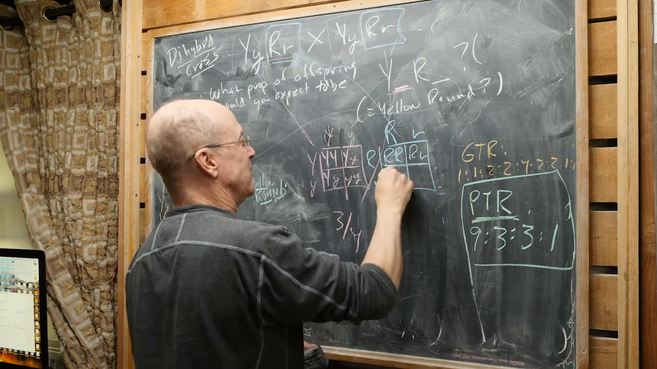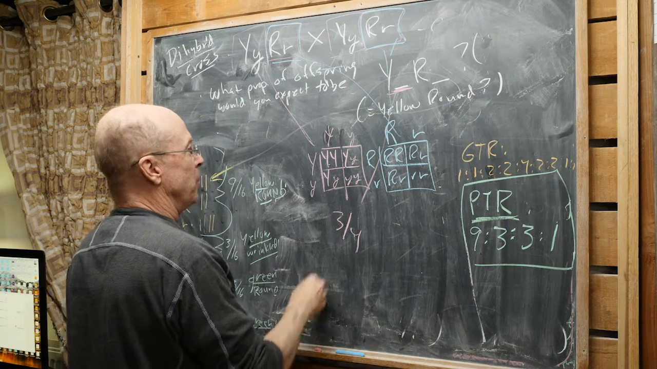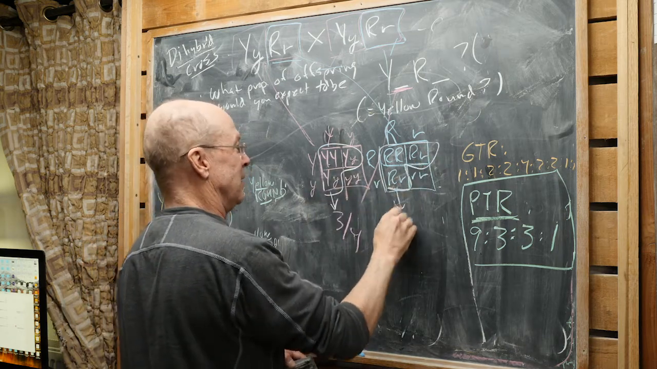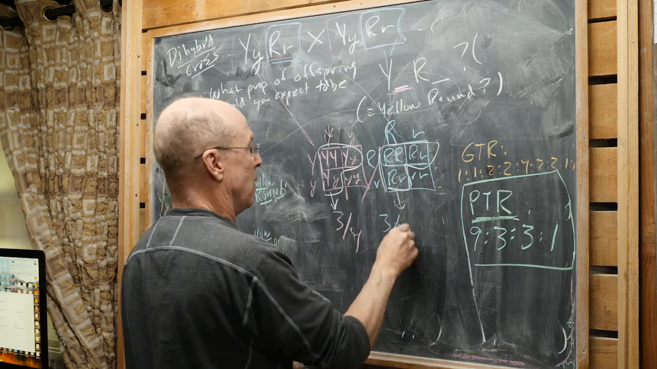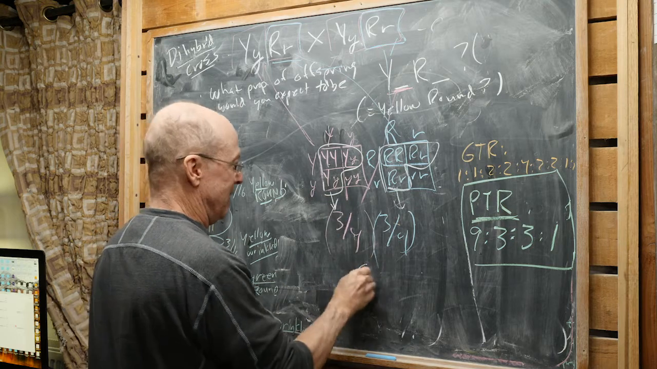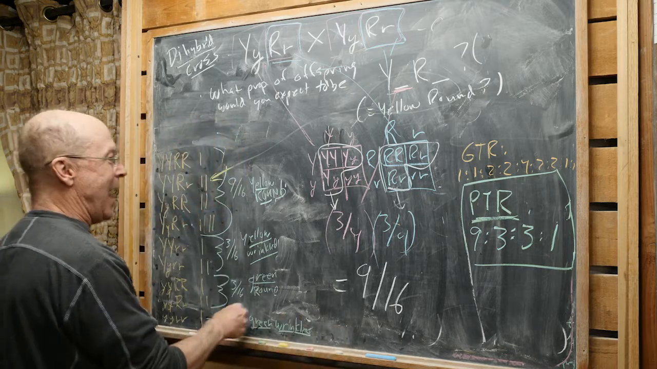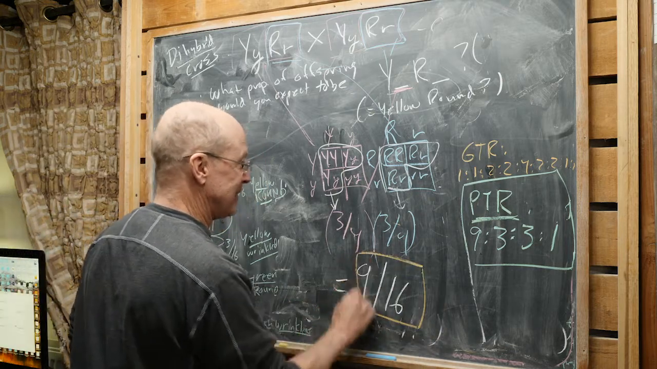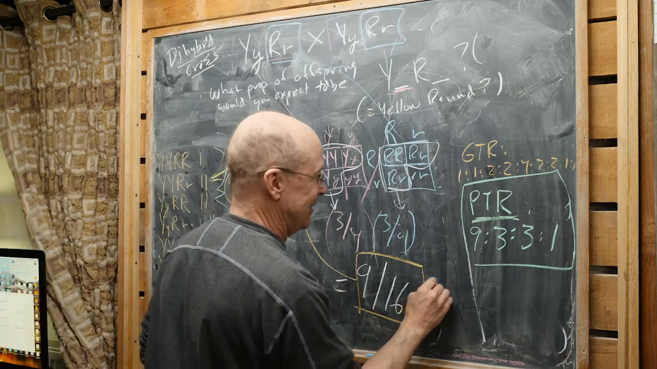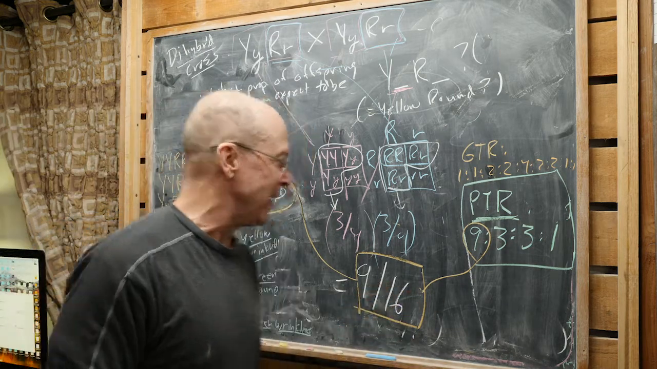You won't even need to do these crosses in the future. I'm just doing them so you can clearly see. Again, it's these that were that, and it's these that are that. So this is 3/4. Multiply those together, and what do you get? 9/16. Ha ha! So let's do that. 9/16 is the 9 of the 9 to 3 to 3 to 1.